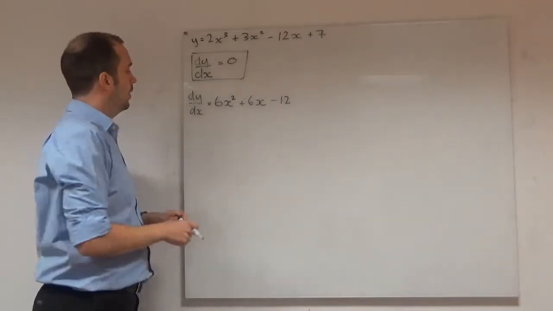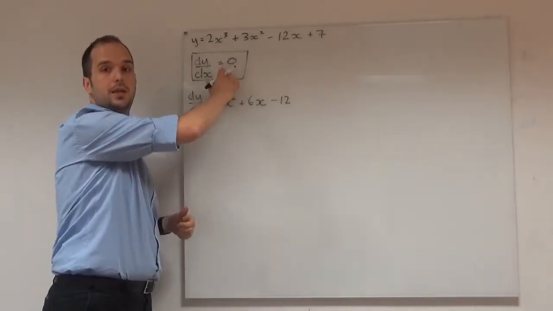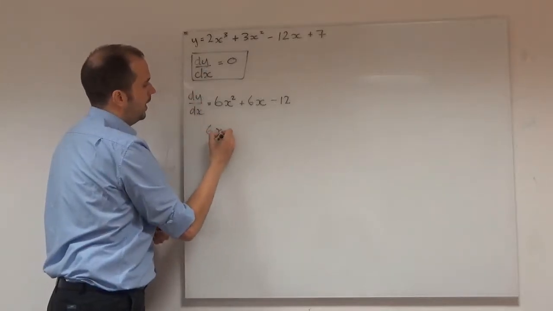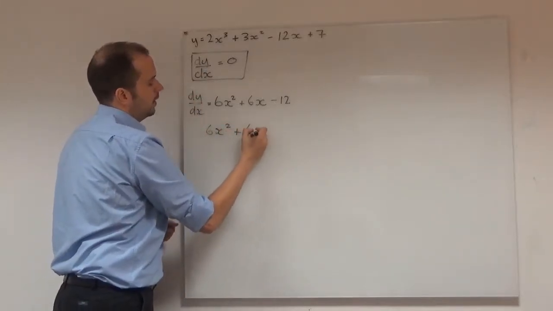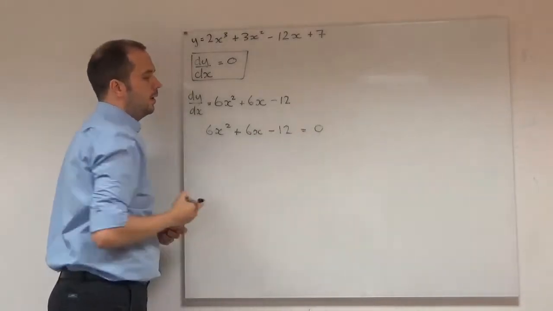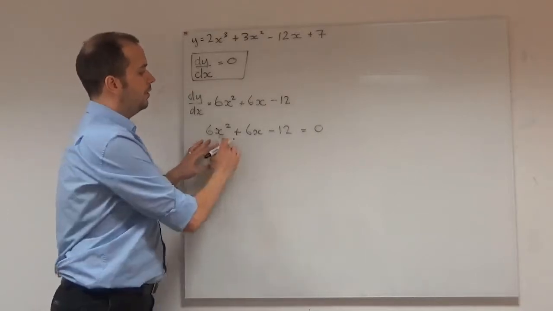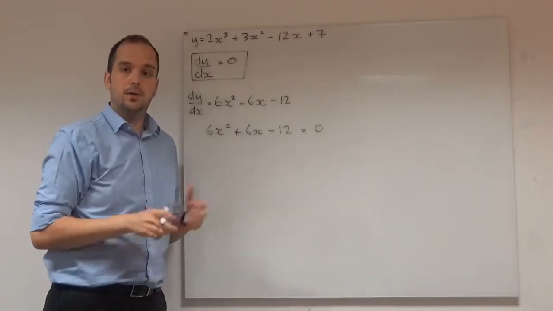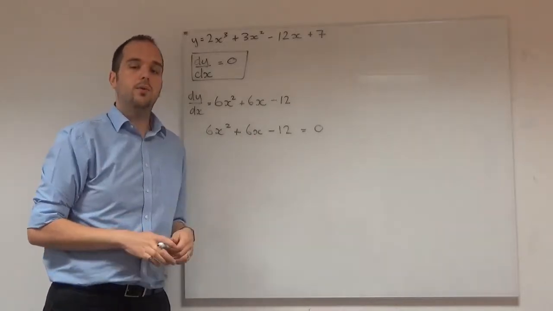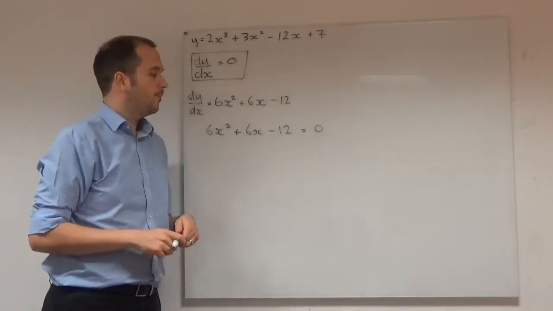So we can say that dy by dx is equal to 6x squared plus 6x minus 12. We have dy by dx now, so to find the stationary point we just need to set that equal to 0. So we'll have 6x squared plus 6x minus 12 is equal to 0. To find the stationary point we just need to solve this equation now, solve it for x. Now this is a quadratic and there's lots of different ways of solving a quadratic. I'm going to factorise it.